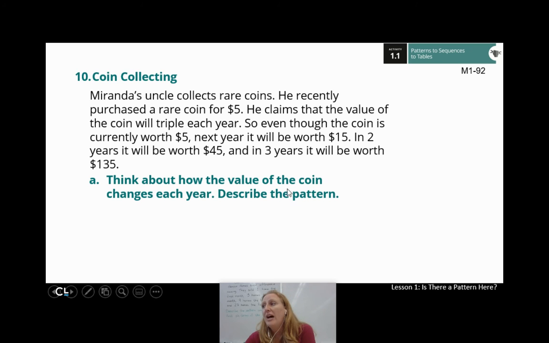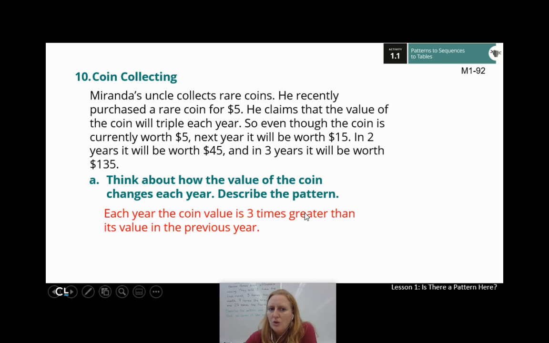So think about how the value of the coin changes each year. Describe the pattern. The pattern is that each year the coin value is 3 times greater than its value the previous year. You probably figured that out from the triple thing.